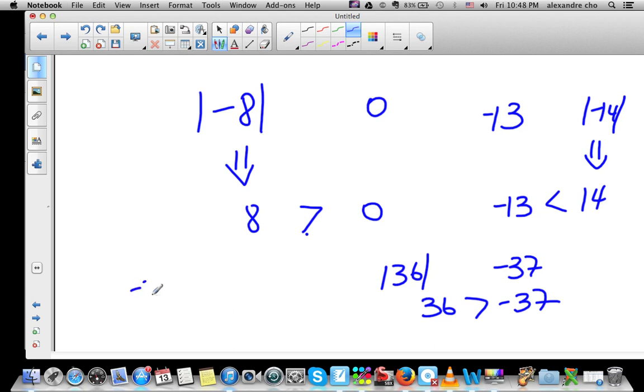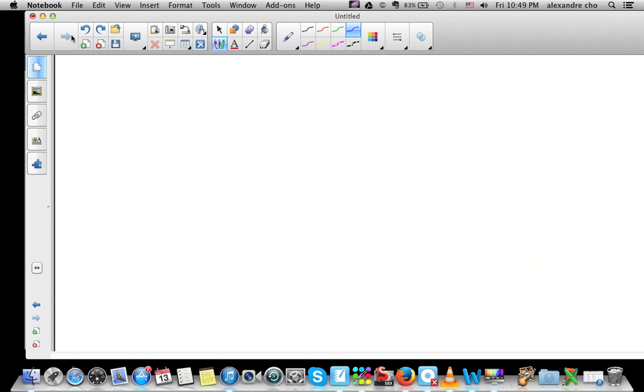Last one, negative 29, absolute value, and 92. Oh, absolute value of 92. Let's take the absolute value of each one. Absolute value of negative 29 is 29. Absolute value of 92 is 92. And 29 is definitely less than 92. Okay. Let's do 23.